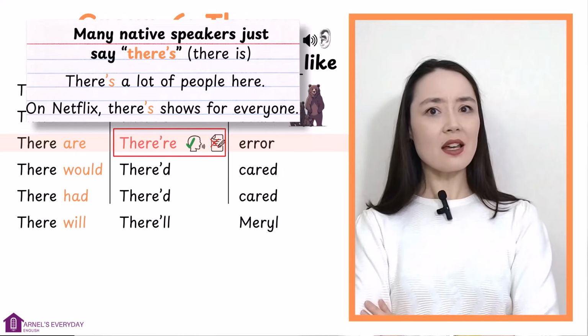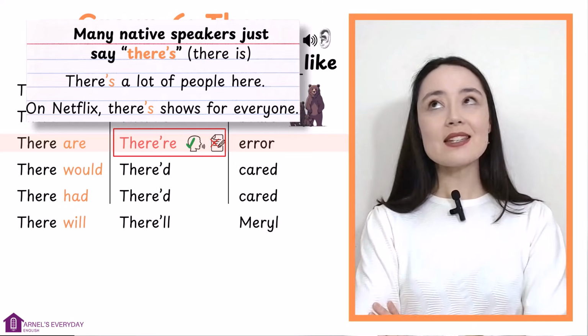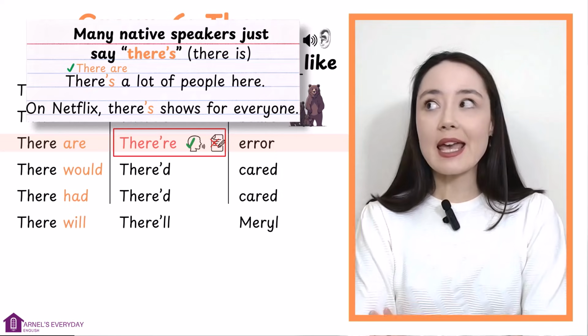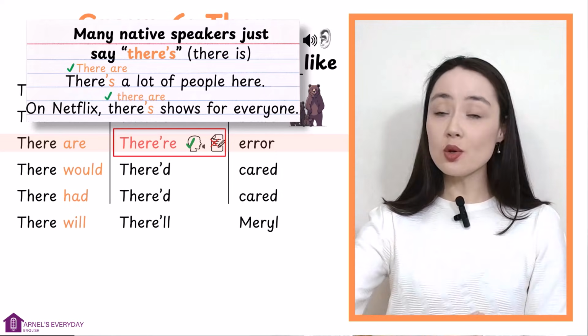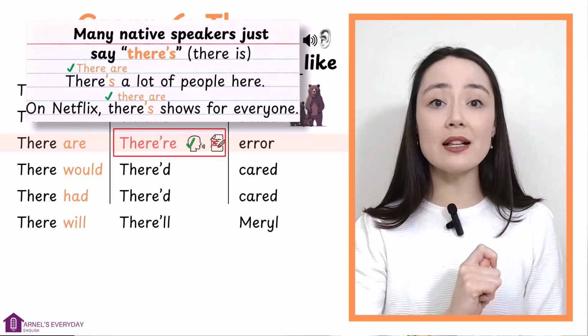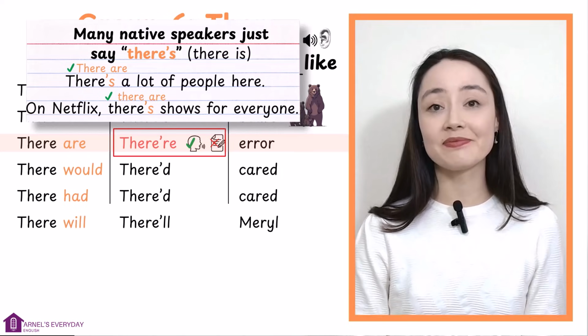Can we say that? Can we say there is a lot of people? Technically, people is plural, so we need are. Can we say there is shows for everyone? Shows needs are. But again, in fast-spoken English, it's easier just to say there's instead.